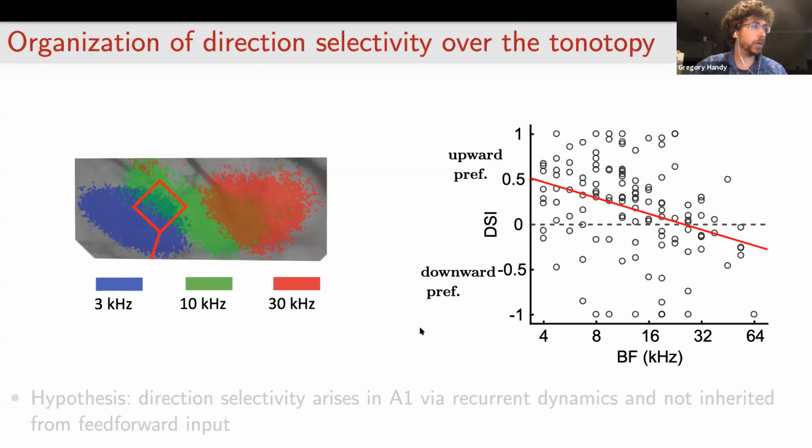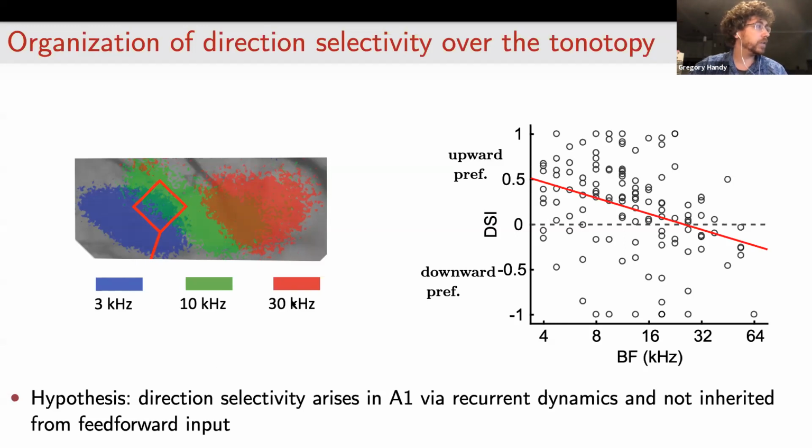Now, the leading hypothesis in this area is that this DSI, this direction selectivity, arises in A1, meaning it's not inherited. You can imagine that when a tone is played, this region of the cortex is receiving feed-forward input, but this direction selectivity is arising through recurrent dynamics in this region. So that's one of the questions that we want to answer. How is that possible? How does this direction selectivity arise via recurrent connections?